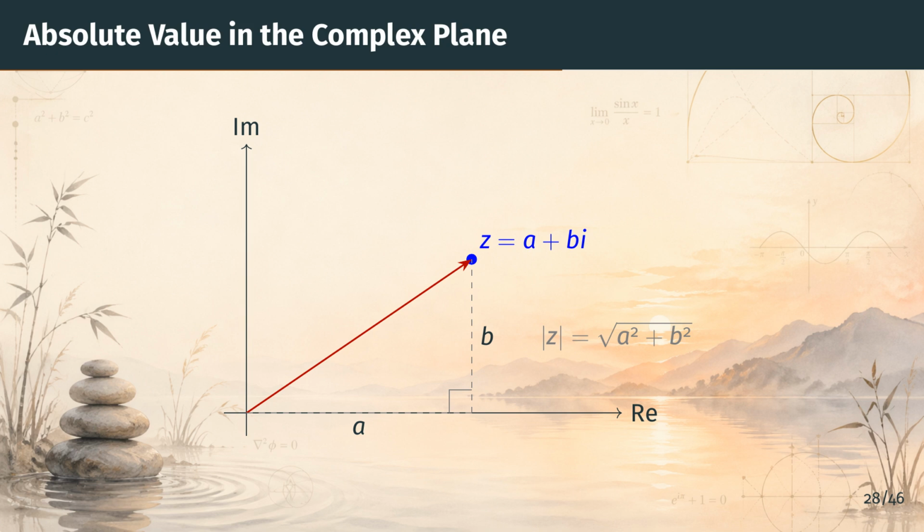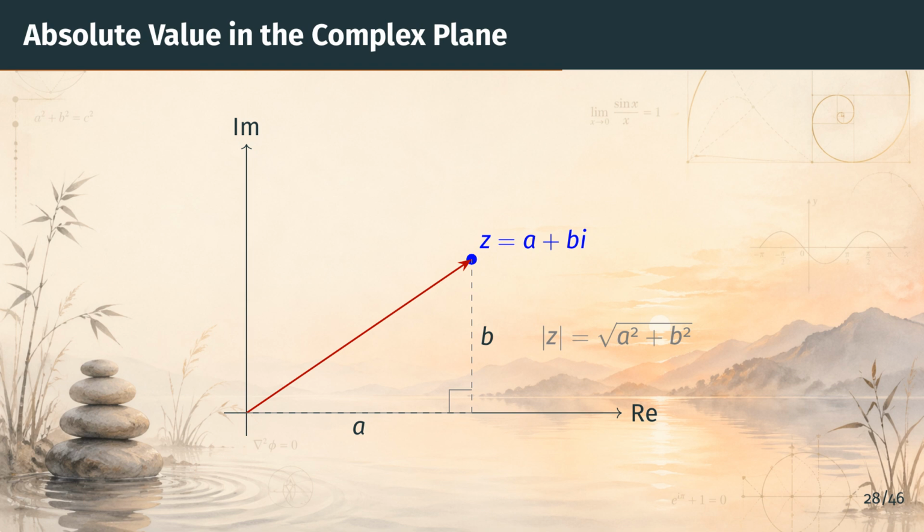This diagram makes the definition concrete. The red arrow shows the vector from the origin to z, and its length is the absolute value. Notice the right triangle formed by the real and imaginary components. By the Pythagorean theorem, the hypotenuse gives exactly the formula from the definition. This geometric interpretation is why the absolute value is also called the modulus.